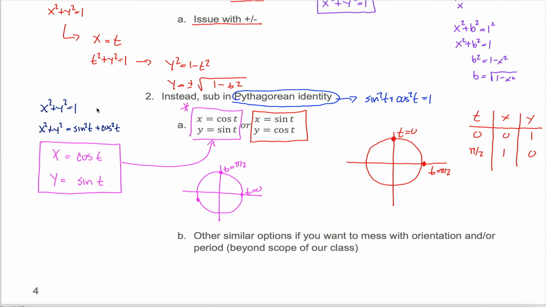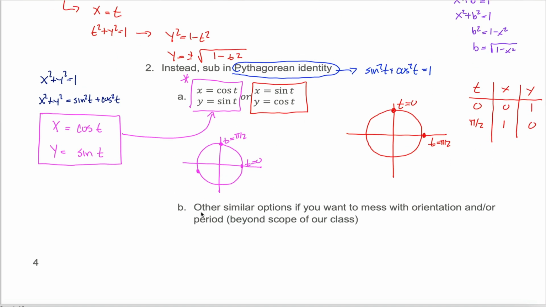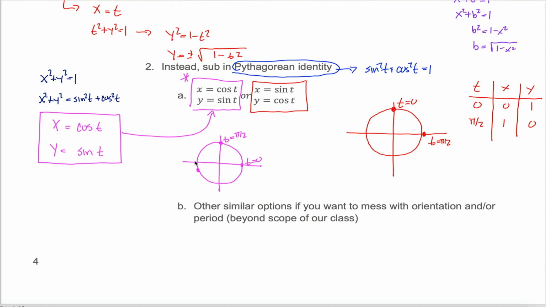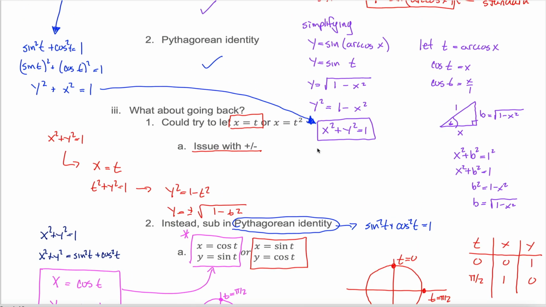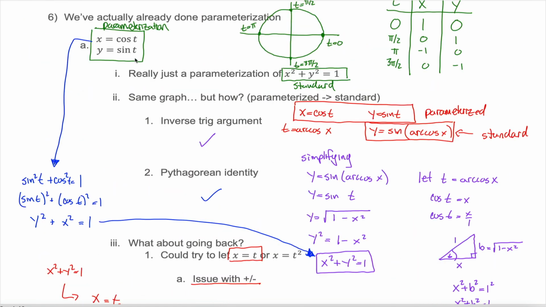And these aren't the only two parameterizations of this curve. In fact, there's infinitely more, and we can change to start anywhere on the unit circle and travel at whatever speed we want around the unit circle in whichever direction that we want. But all of that is way beyond the scope of our class. All I wanted you to see is we can go from the parameterized form of the unit circle to the standard form, and from the standard form back to the parameterized form.